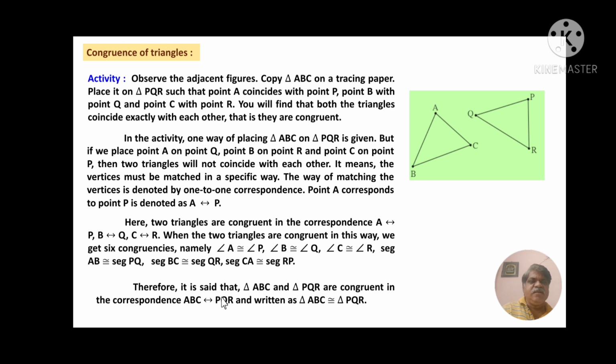So friends, therefore it is said that triangle ABC and triangle PQR are congruent in the correspondence ABC one-to-one correspondence with PQR. Here there is no triangle sign because we are showing the vertices. Therefore we should not write triangle here. Only the vertices ABC in one-to-one correspondence with PQR you have to consider, and it is written as triangle ABC congruent with triangle PQR.